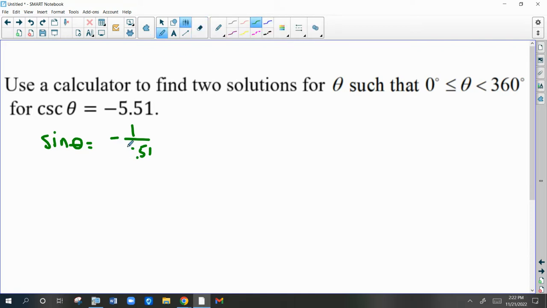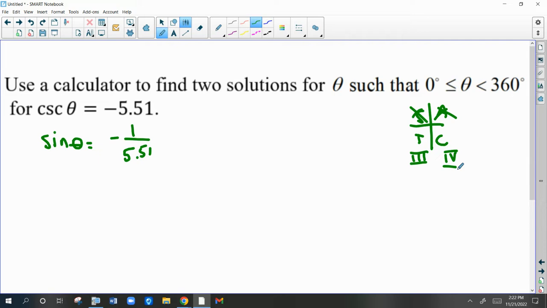Make that a little bit neater. So now, sine is negative according to the All Students Take Calculus rule. It's positive here and here. So I know I'm going to be in quadrants 3 and 4. That's always something I like to keep aware of. So my two solutions will be down there.